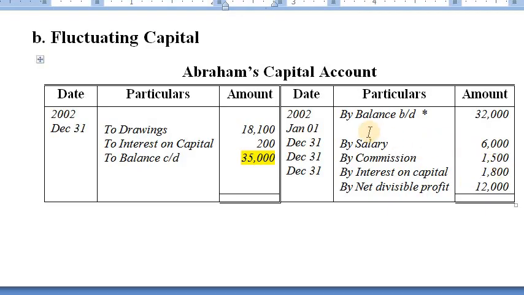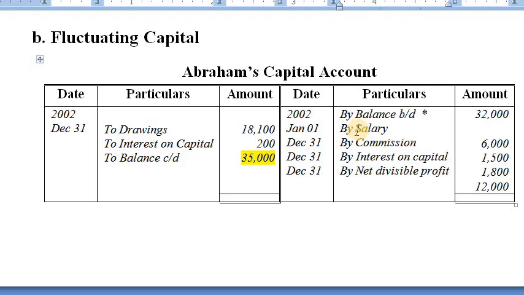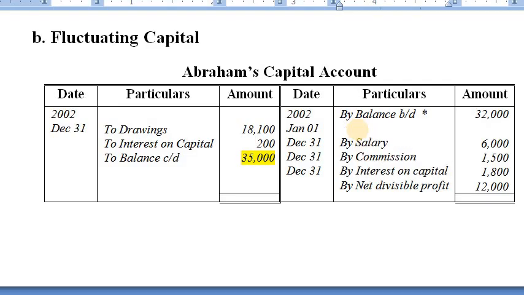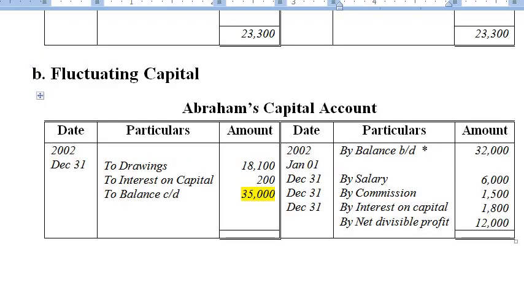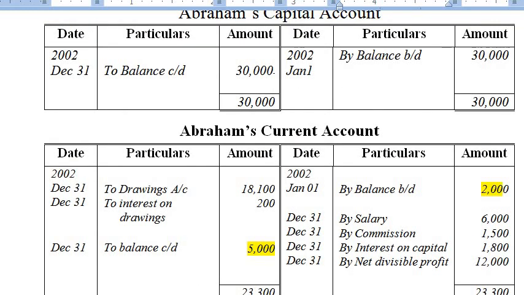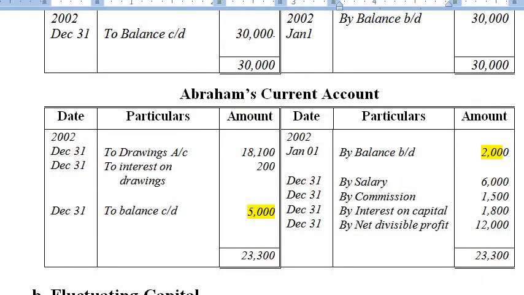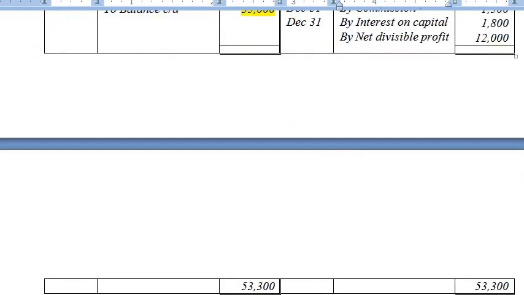So all other entries, salary, commission, everything will be credited or debited in the capital accounts. So your capital account will be fluctuating. In the beginning it was 32,000, now the balance is 35,000. But in this case, where the capital account is fixed, it started with 30 and ended with 30. So that is the difference between the two.